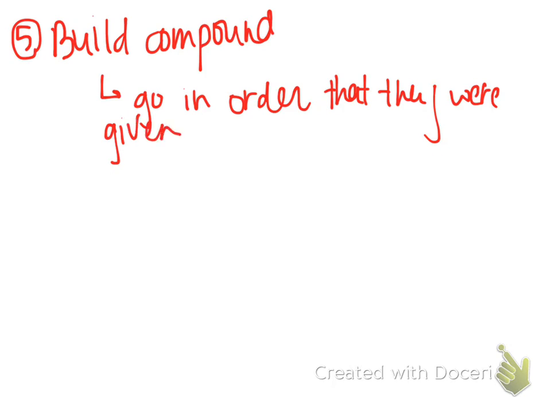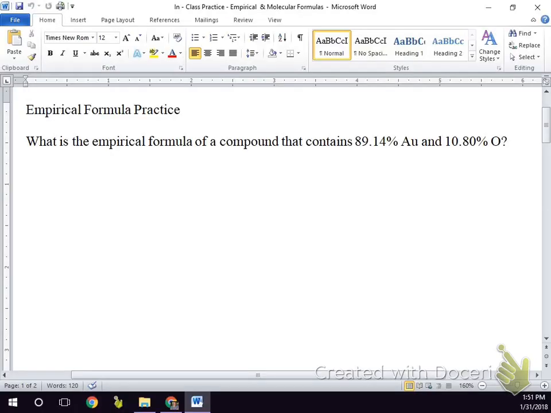Okay, so now that you have all of these steps, we're going to do some practice. So you can turn to that practice handout that I gave you. Make sure you're on the side that says Empirical Formula. All right. So we're going to look at following these steps all the way through. So our overall goal is to find the empirical formula of some sample that contains 89.14% Au, which, what is Au? Atomic mass. No. Au is an element. It's gold. Okay, and 10.8% of oxygen.